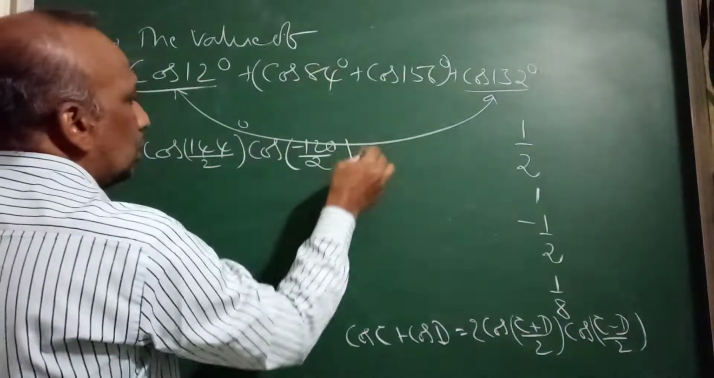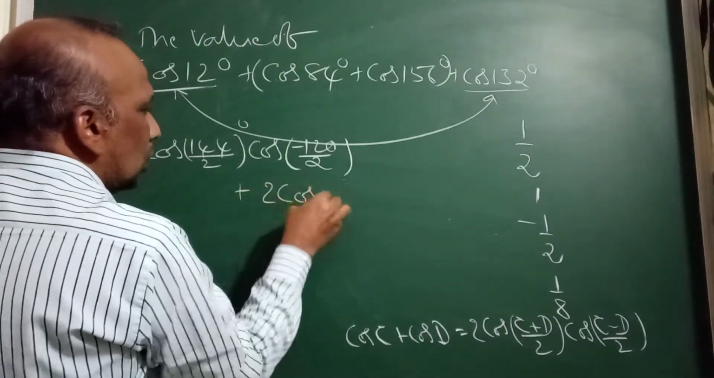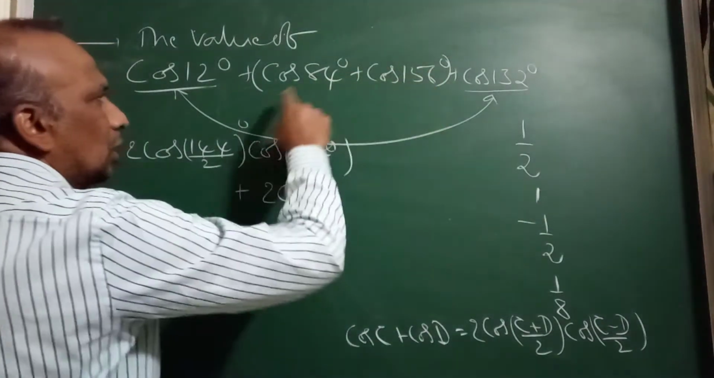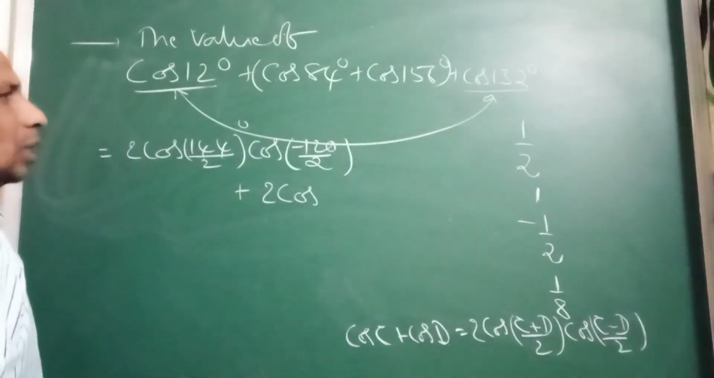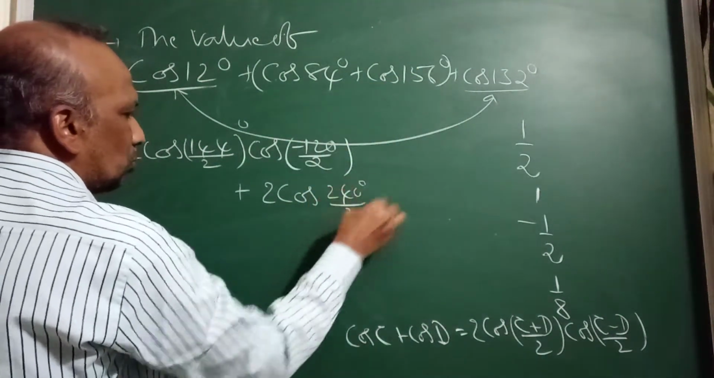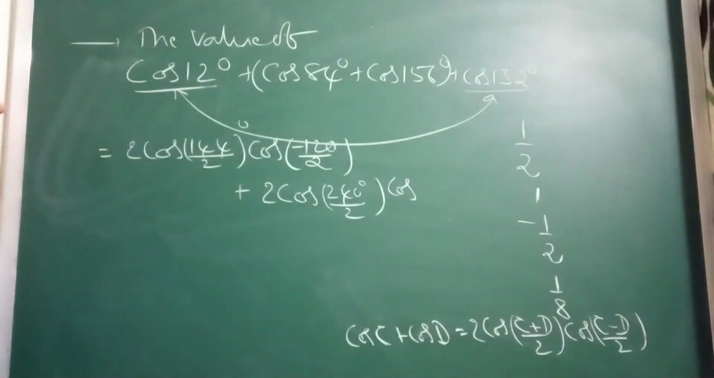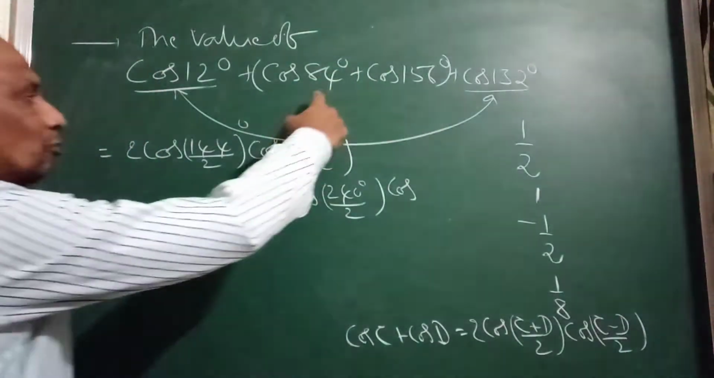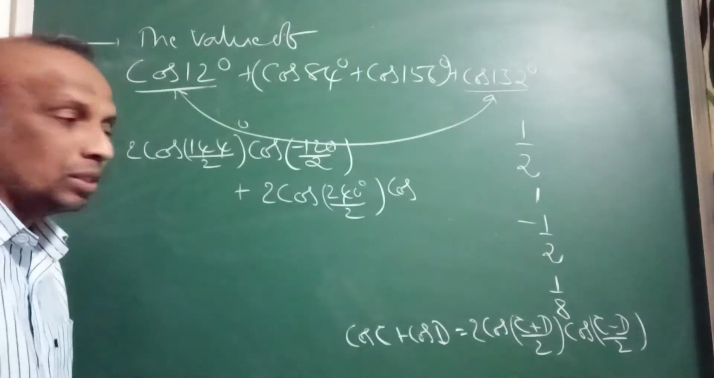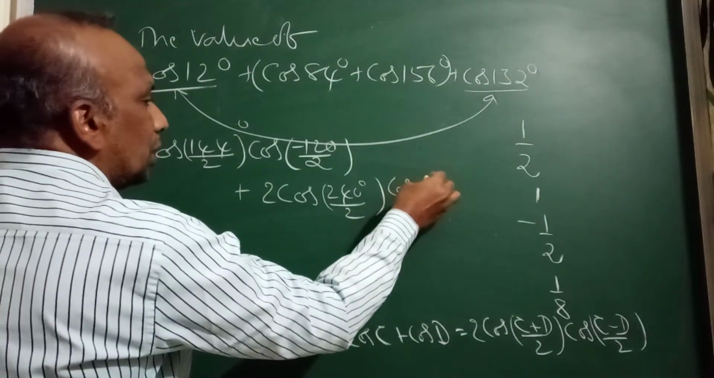And for this one, again you will get the same thing, 2 cos of (C plus D) by 2. You can add this: you will get 240 degrees by 2 into cos of (C minus D) by 2. Again C minus D by 2: 84 minus 156, you can simplify this. The difference you can see here is 72 degrees by 2.